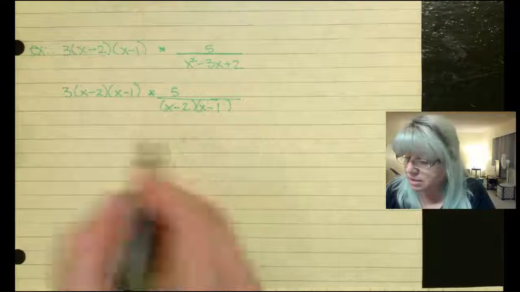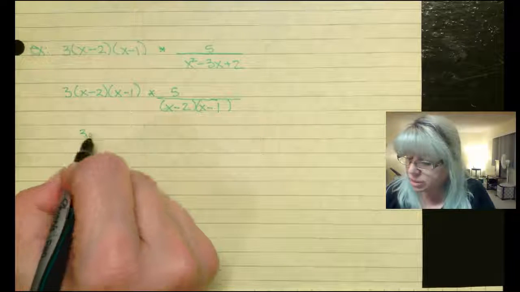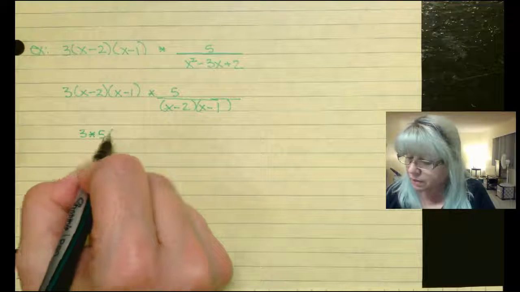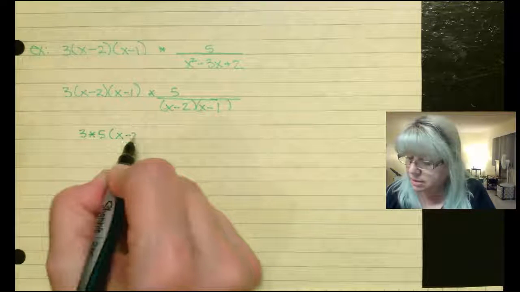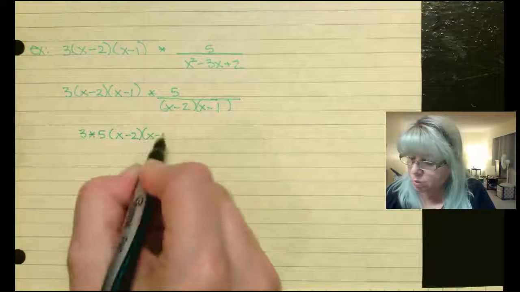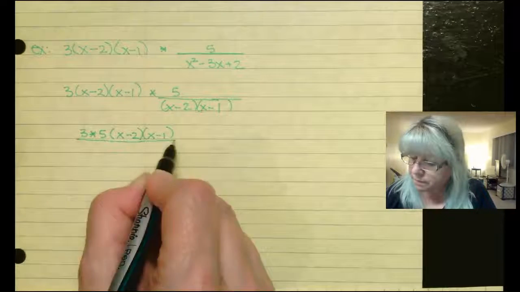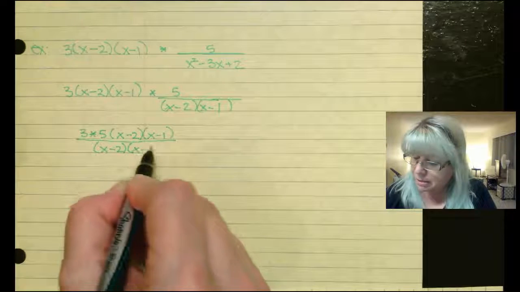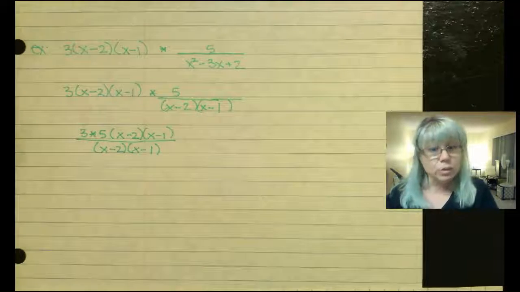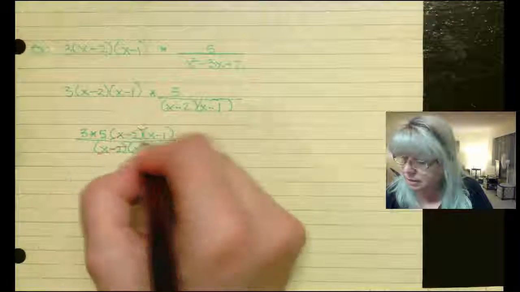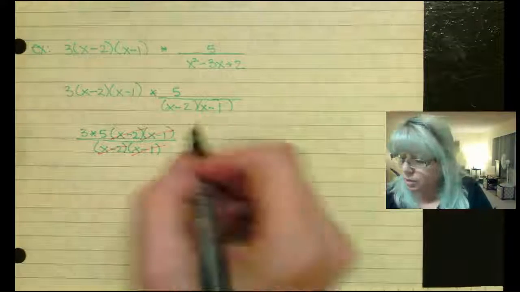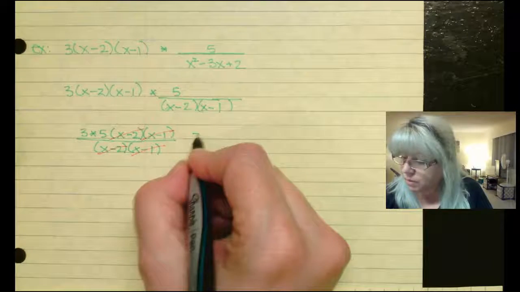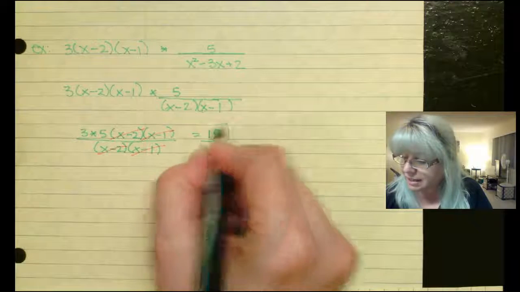Now I'm going to rewrite this all under the same fraction. 3 times 5 times x minus 2, x minus 1, all over x minus 2, x minus 1. Reduce. So I'm only left with 3 times 5, and 3 times 5 is 15.